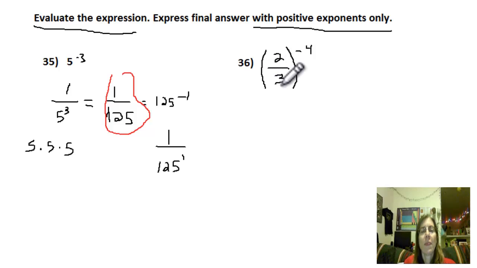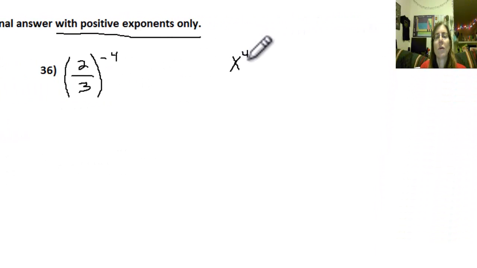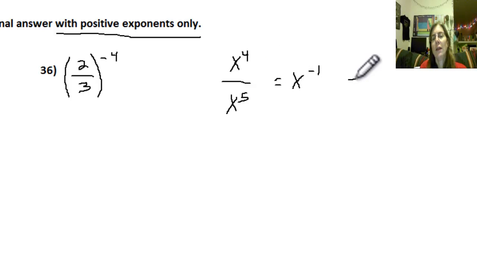Now this one, what this is all based on, I've shown in another video. When you have x to the 4th over x to the 5th, the exponent rule is that when you have exponents of the same base, the base is x, you can subtract the exponents. That will give us an answer of x to the negative 1 because it's 4 minus 5, which is negative 1. When you have that, that really means 1 over x. Now let me show you why that is.